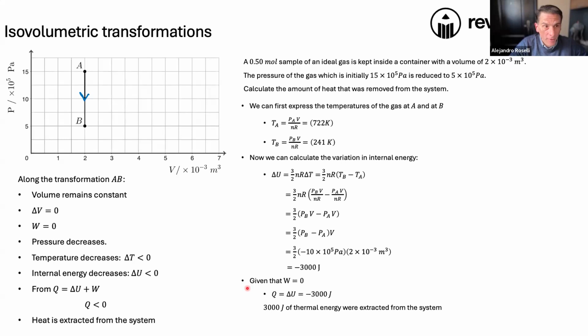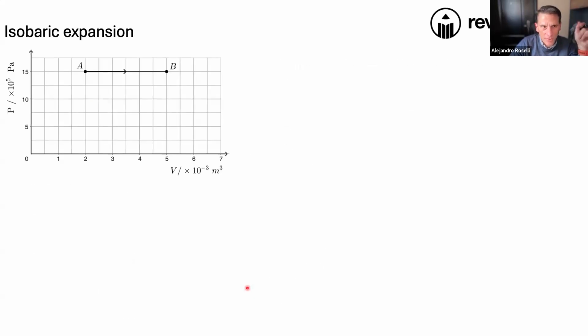Because we're moving on to the next type of transformation. This one, isovolumetric, and identify them as a vertical segment, a vertical line on a PV diagram. Let's move into the next one, isobaric expansion. Okay, the situation has now changed.